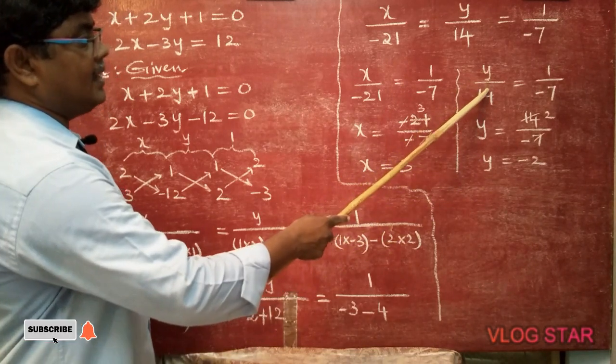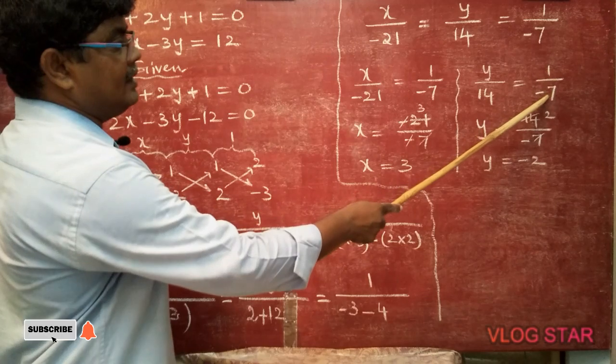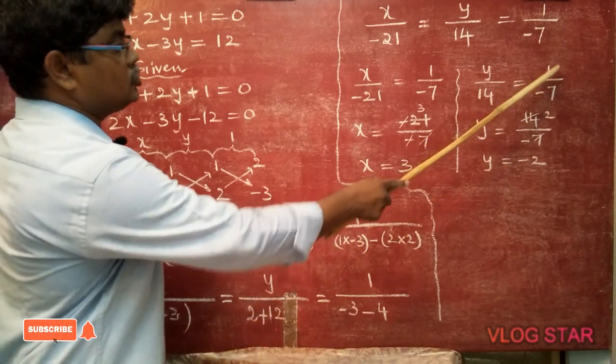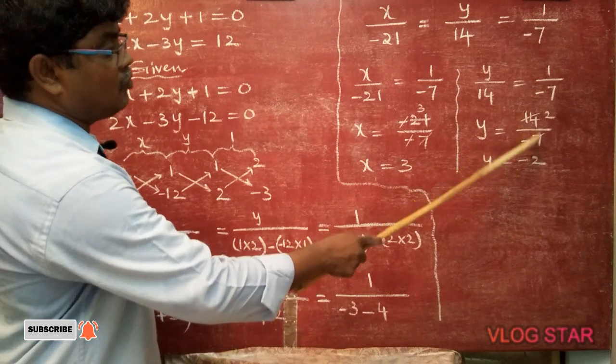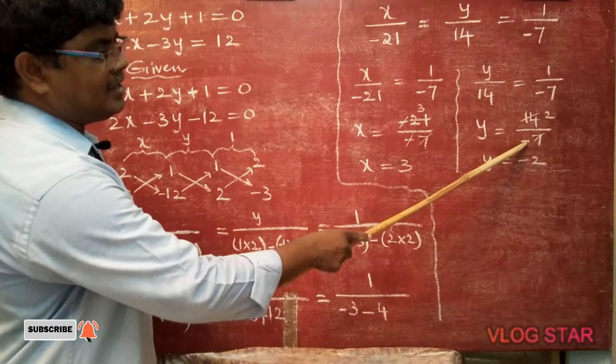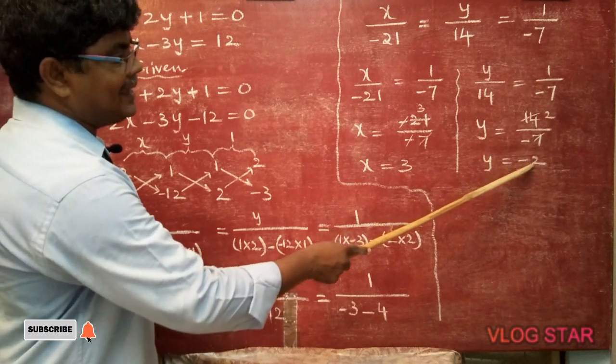Coming to y by 14 is equal to 1 by minus 7. Again we are comparing with it. Now denominator goes to numerator. y is equal to 14 by minus 7. 7 goes 2 times and this minus is remaining here. So y is equal to minus 2.